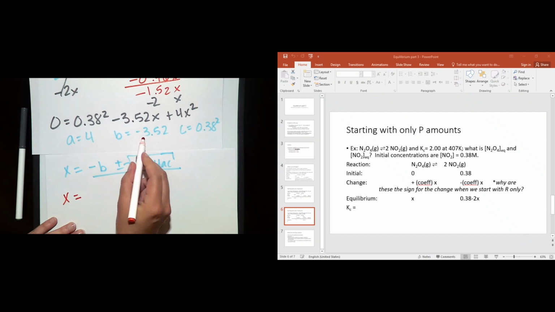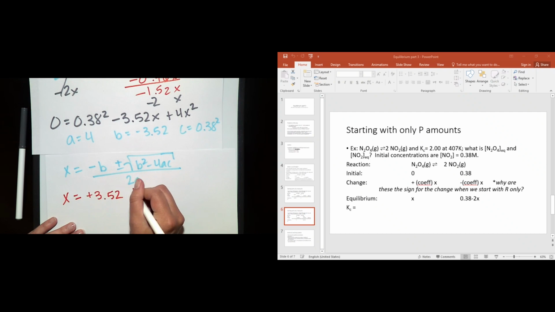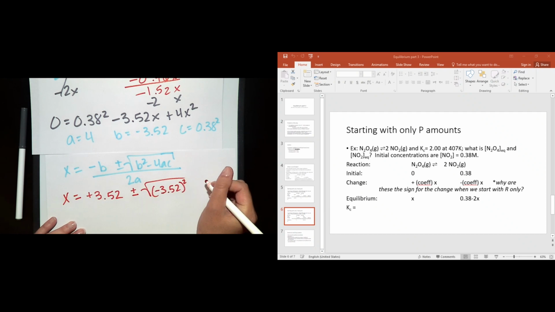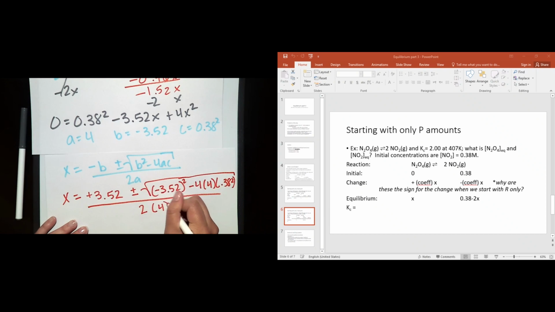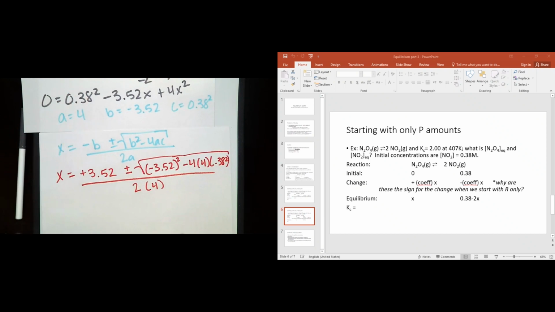X equals the opposite of B, which is positive 3.52, plus or minus the square root of negative 3.52 entire quantity squared minus 4 times A, which is 4, times C, which is 0.38 squared. I just didn't multiply it out. Divided by 2 times 4. Okay, so let's see. Let's multiply some of this out.